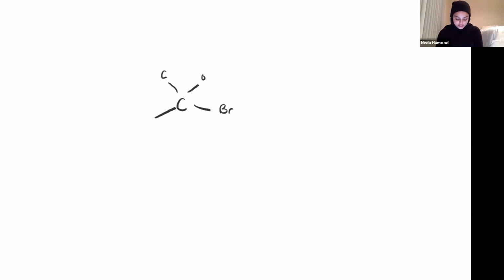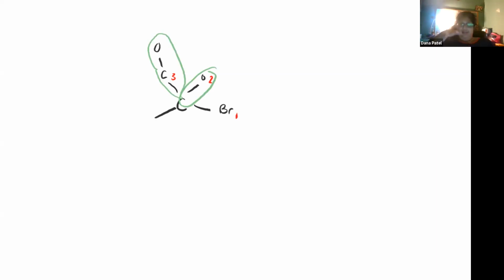So, due to size, we know that bromine would be 1, and then oxygen would be 2, carbon would be 3. So it's the same thing. And even if we have carbon bonded to oxygen, this carbon directly bonded to the oxygen would be better than this carbon that's bonded to the oxygen like that. Does that make sense? Basically, ordering it by increasing atomic number for these two. Yeah. For this one, it's atomic number.